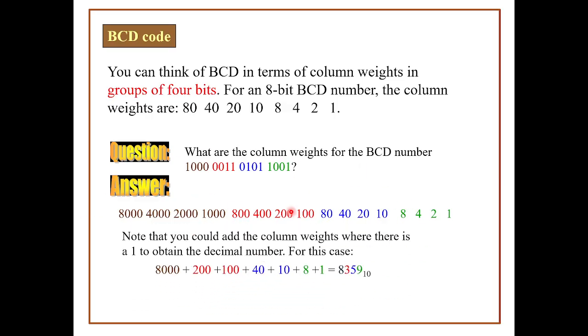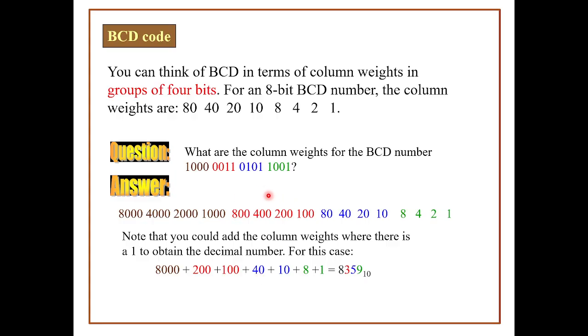So from here, note that you can add the column weight where there is a 1 to obtain the decimal number. For this case, a 1 is observed, so observe from here, 1001. So I take 1 and take 8. The other two become zeros. And this one, 0101, so we have 10 and 40.